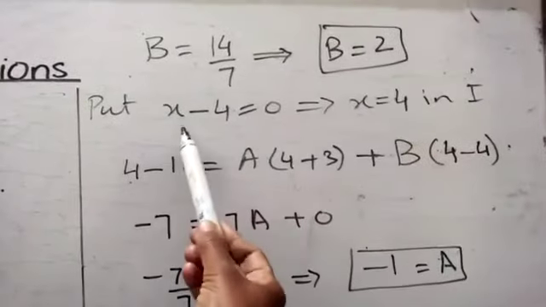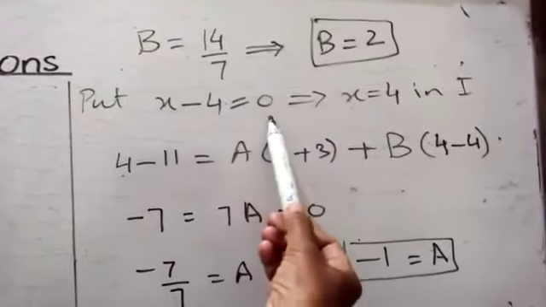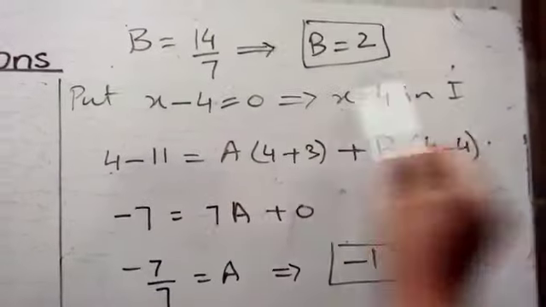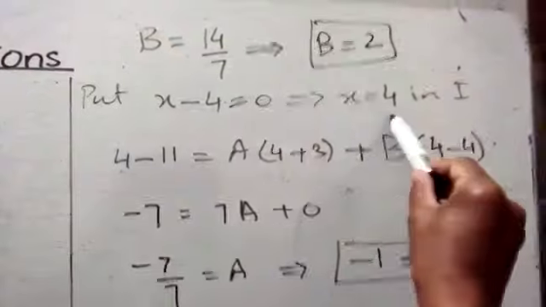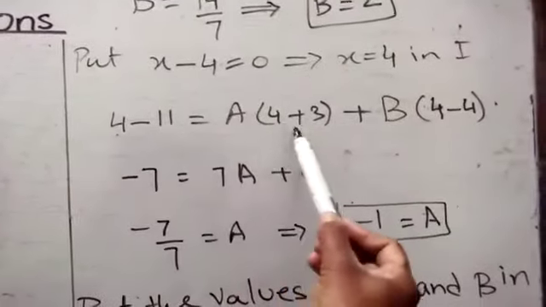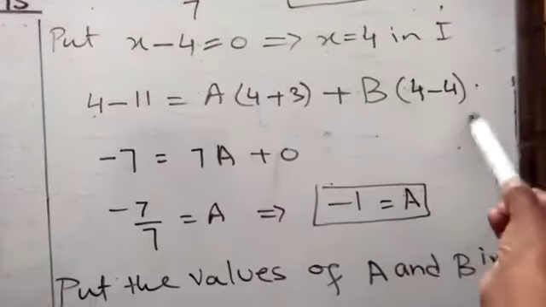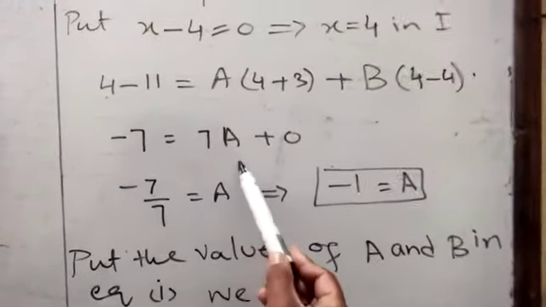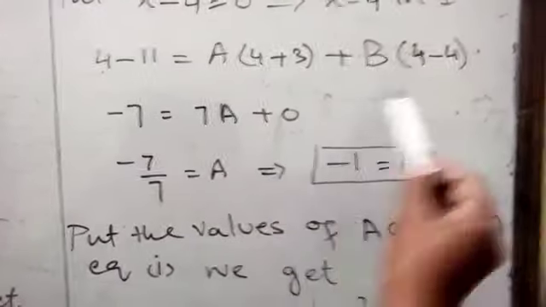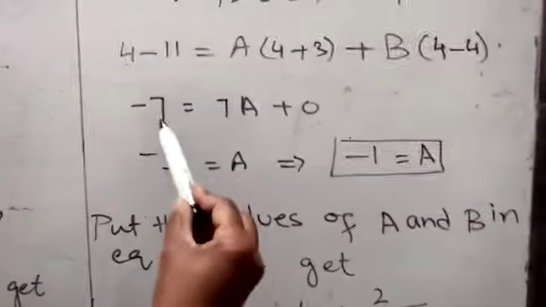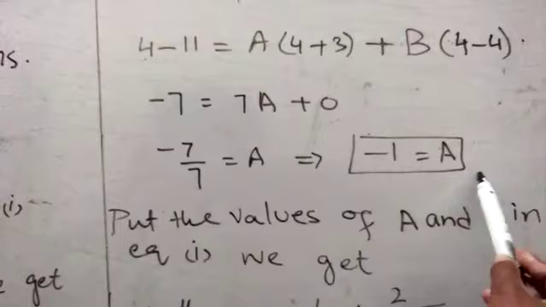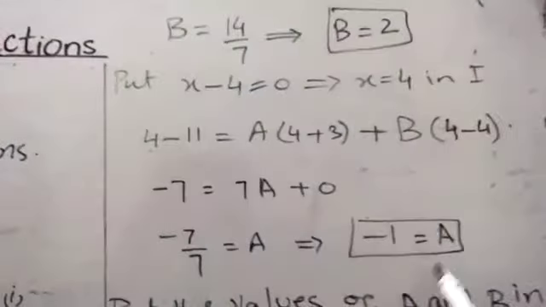Now we put x minus 4 equals 0 according to the zeros method, and we get x equals 4 in the identity. We put the value of x equals 4 in the identity again, and we get 4 minus 11 equals A into (4 plus 3) plus B into (4 minus 4). Minus 7 equals 7A plus 0. This time B becomes 0, because 4 minus 4 equals 0. Now minus 7 by 7 equals A, so minus 1 is the value of A. B is 2 and A is minus 1.